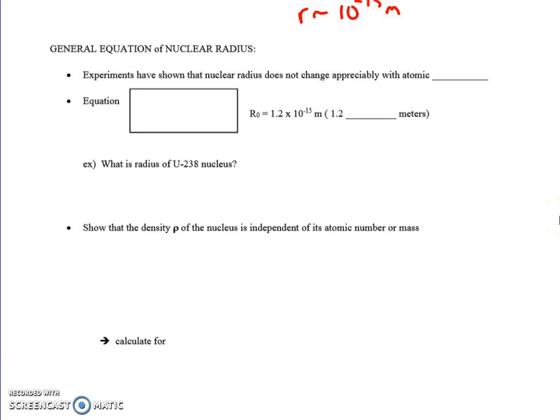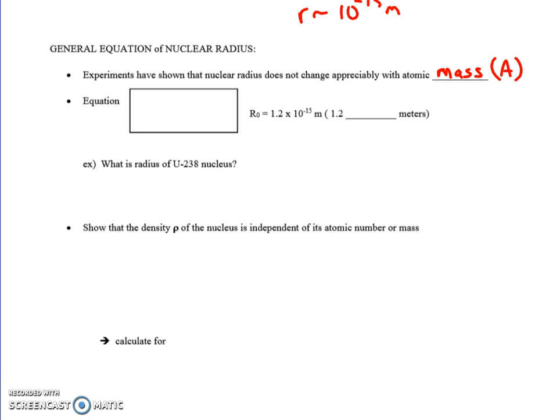So if we look at the radii of other nuclei, going from hydrogen to, let's say, uranium, you might expect that the nucleus would get bigger and bigger as we pile on more nucleons. It turns out that's true to a certain extent, but it doesn't grow as quickly as one might expect. It doesn't change appreciably with atomic mass A.